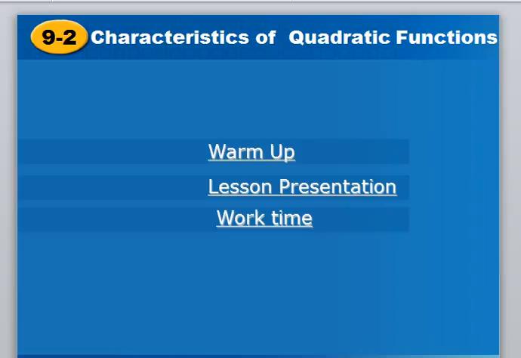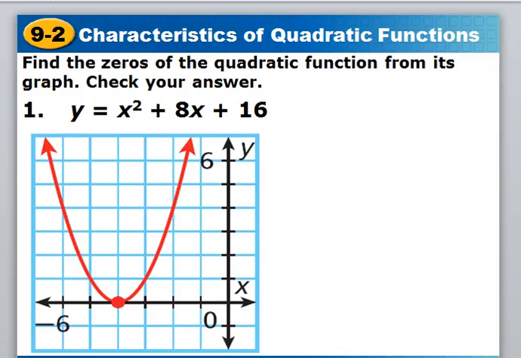Okay, getting started with some characteristics of quadratic functions. Today what we're going to do is add in something else. Instead of just finding the vertex and whether it's a max or a min, we're going to put in the words of zeros. We're going to find the zeros, and then you can also check the answers of that.